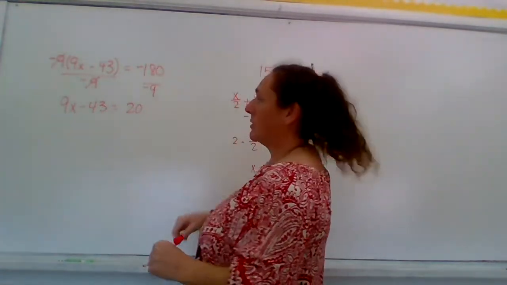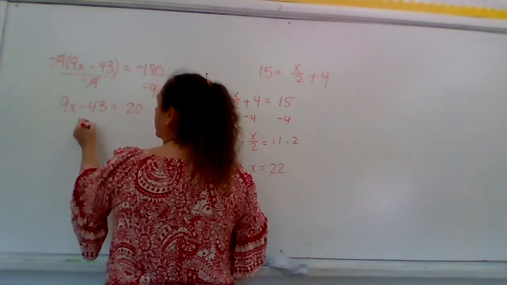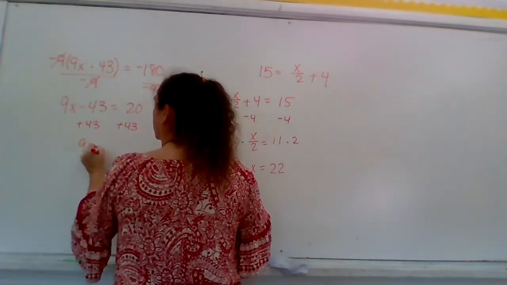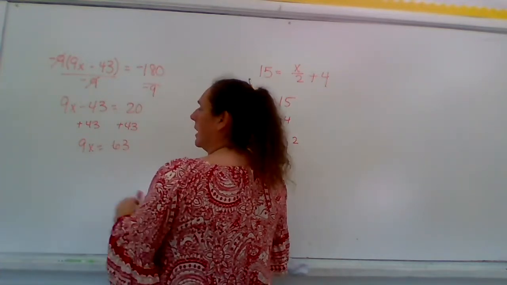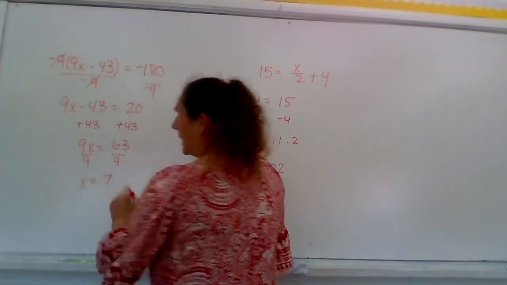Now, we kind of go back to what we've been doing, 2 steps. So to get rid of the 43, we're going to add. And then I would divide by my 9 to undo it. And I would get 7.